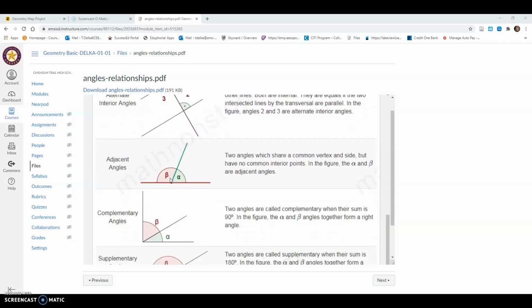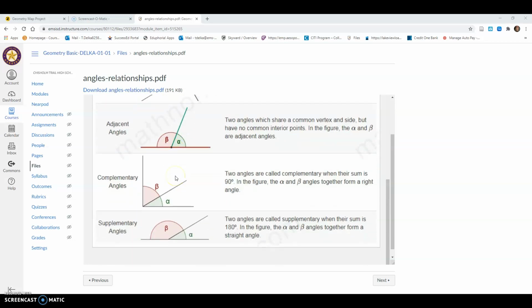Next, we have adjacent angles. These are two angles which share a common vertex. Look here, here's the vertex. And they share a common side, here's the common side, but have no common interior points. In the figure, A and B are adjacent angles. They're side by side. They're not equal to each other, though. That's not what adjacent angles are.